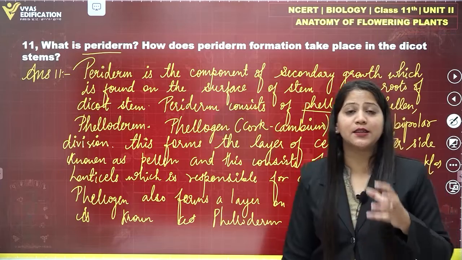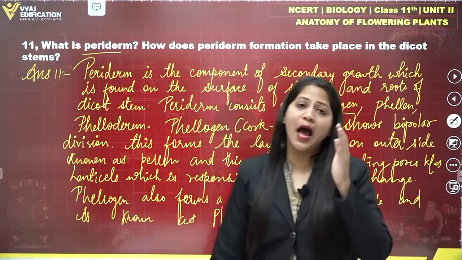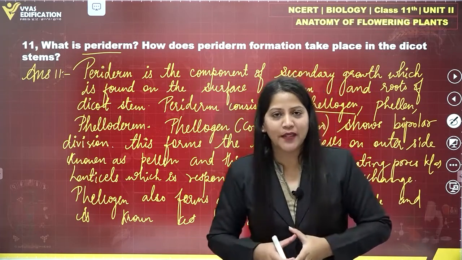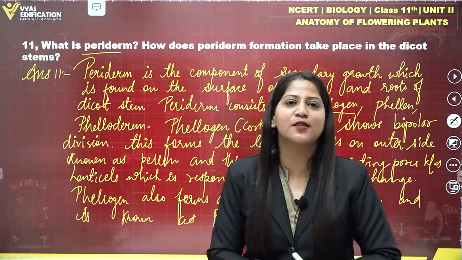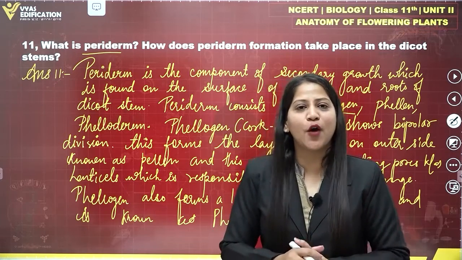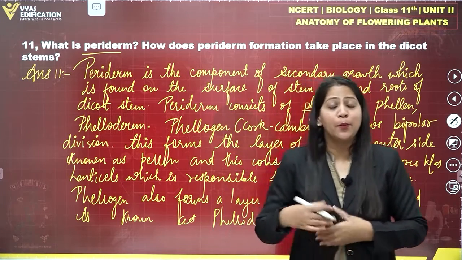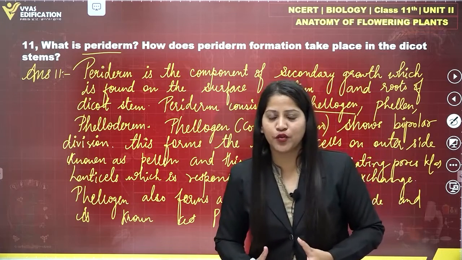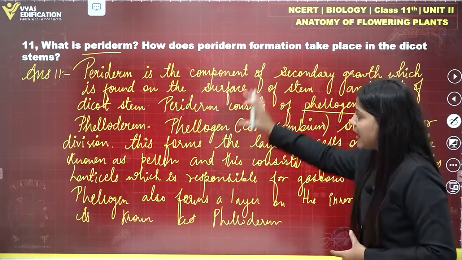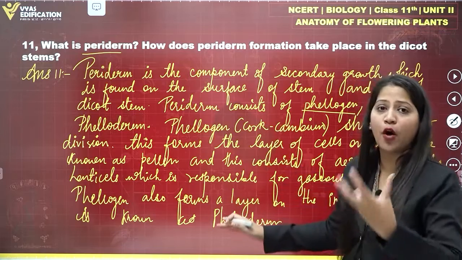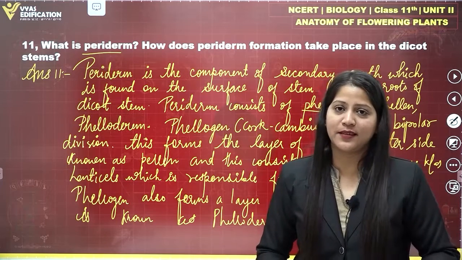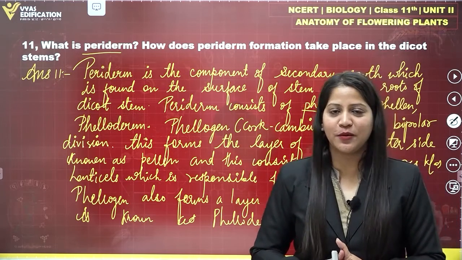phelloderm. So all these, phelloderm, phellem and phellogen, constitute together to form a new layer known as periderm, which is a component of secondary growth in dicot stems and roots. And this is how the formation of periderm takes place. So with this we have completed question number 11.